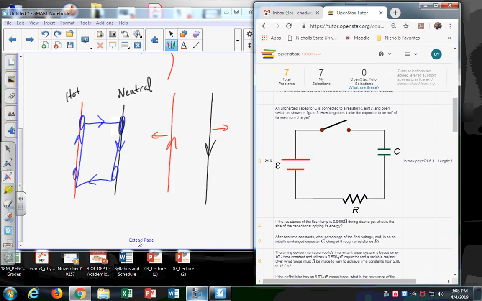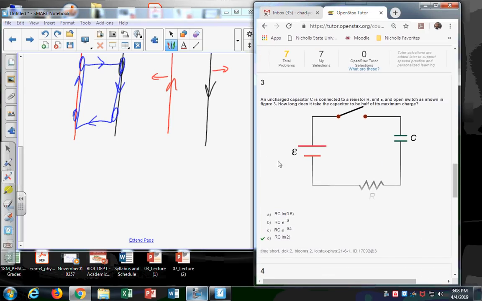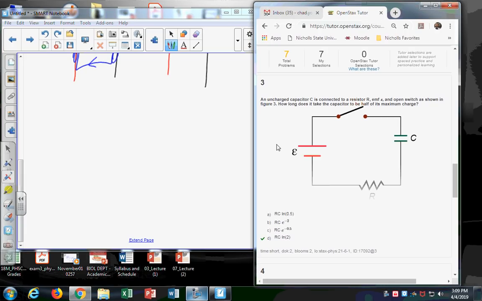Oh yeah, I had several people ask about this one too. An uncharged capacitor is connected to a resistor. I want to know, how long does it take to have half its maximum charge? It's a charging capacitor, right? So for charging capacitors, Q is equal to big Q times the 1 minus bit, right? 1 minus e to the minus t over RC.